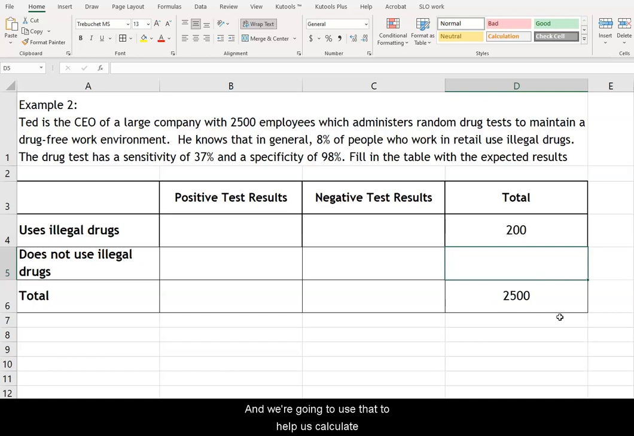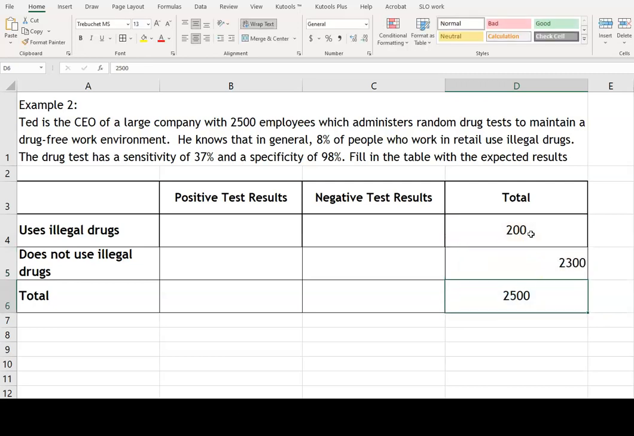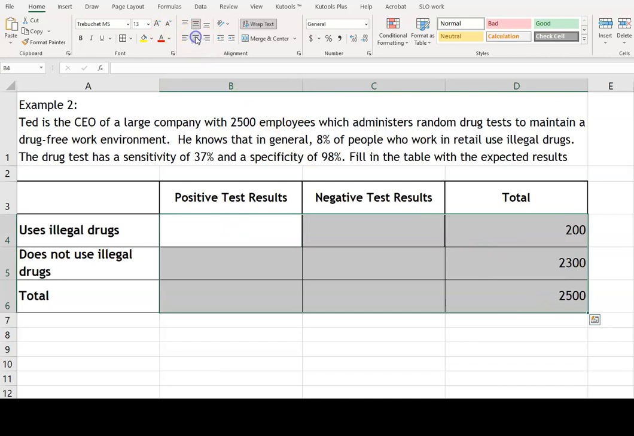Okay, and we're going to use that to help us calculate the cell below, the total number of people who do not use illegal drugs. So we're just going to subtract 2,500 minus 200. You can do that in your calculator. You can do that by using Excel. You can do that in your head. We should get 2,300 either way. Just center all those values.